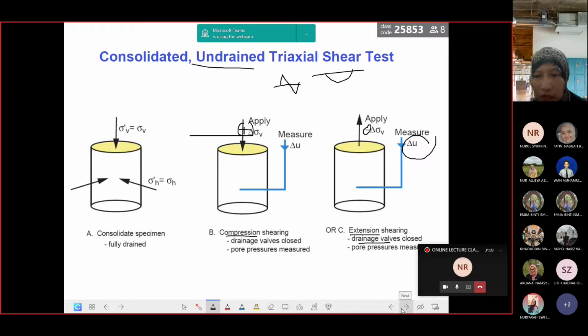Can you hear me that? Because here in Penang, we have a rain. Boleh dengar tak?